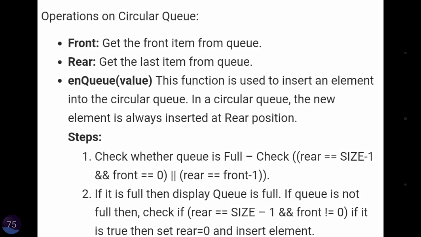There are the following steps for enqueue. First, check whether the queue is full. To check, we have to see the following condition: rear is equal to size minus 1 and front is equal to 0, or rear is equal to front minus 1. Second step, if it is full, then display queue is full. If the queue is not full, then check if rear is equal to size minus 1 and front is not equal to 0. If it is true, then set rear equal to 0 and insert the element.